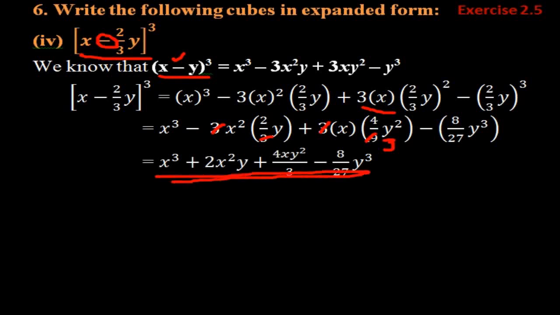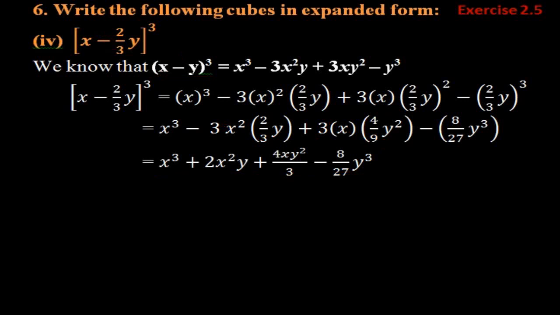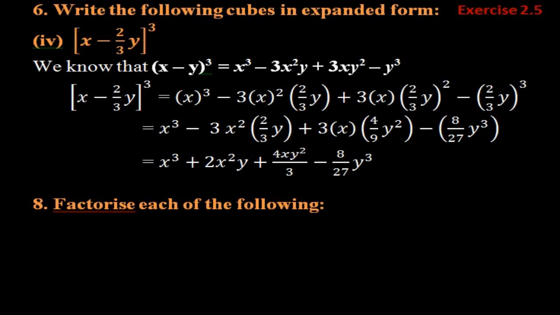Now let us move to the next problem. Problem number 8. Factorize each of the following. I will do subdivision 5. So we have to factorize it, and this is not to be expanded. Already it is given in the expanded form. Here we have square terms as well as cube terms. So we can use cube identities.